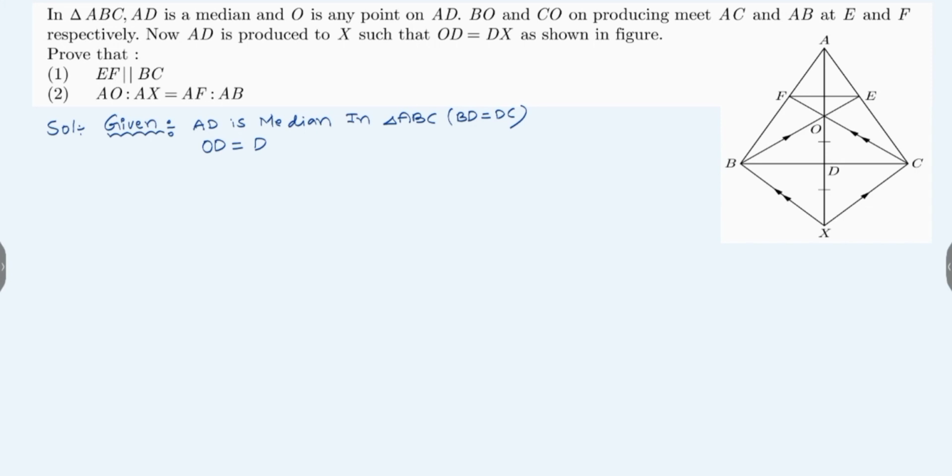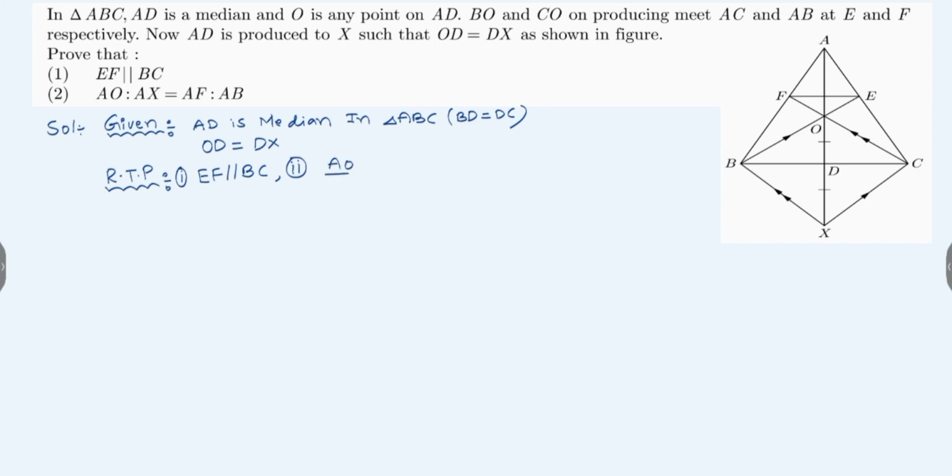By using this information, we have to prove two things. One is EF is parallel to BC. We have to prove that one thing, EF is parallel to BC. And other information, AO by AX is equal to AF by AB. Let's see how to prove these two.